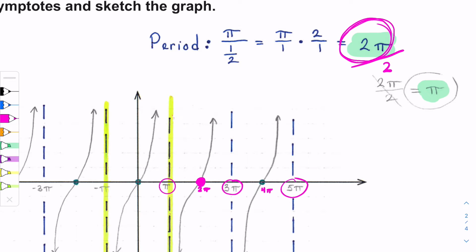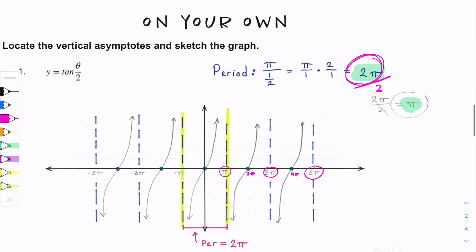And you know that the distance between your vertical asymptotes is going to be a distance of 2 pi. So however you look at that, either way works. Either way is going to give you the final answer. But this is your graph of the tangent function, which is tangent of theta divided by 2.